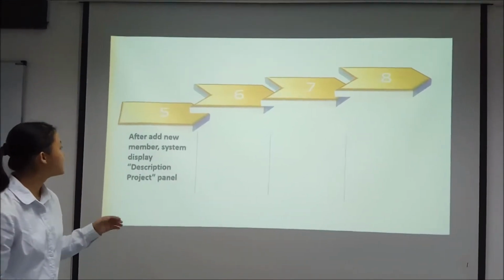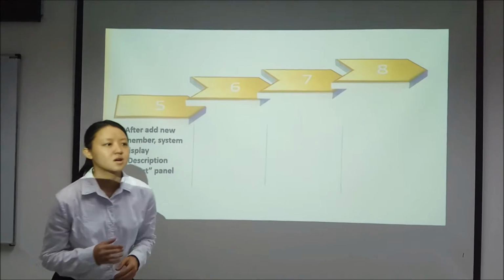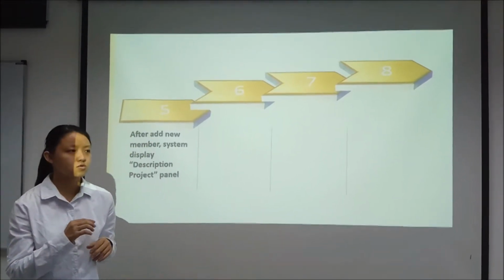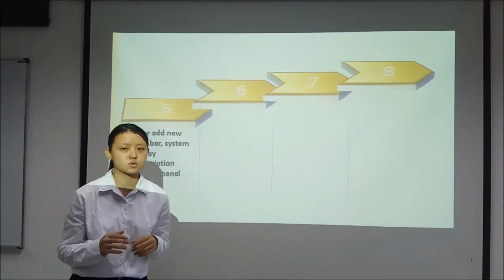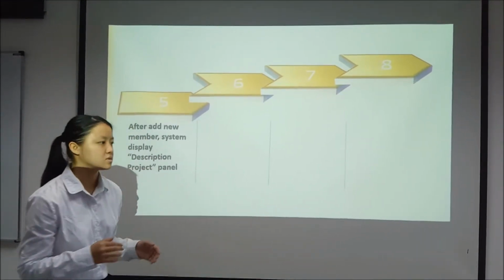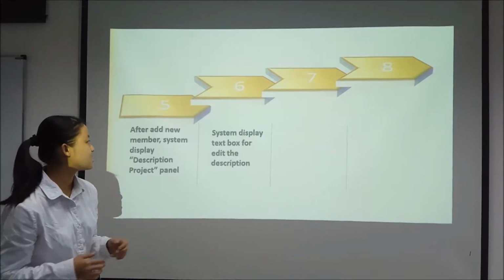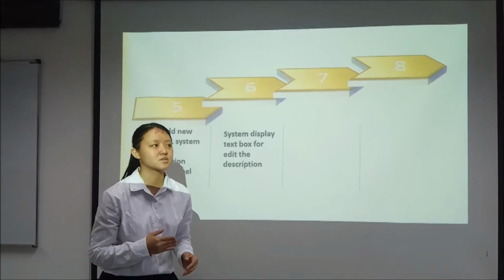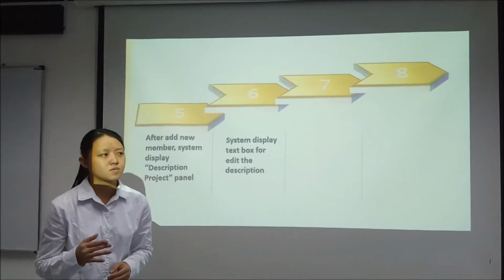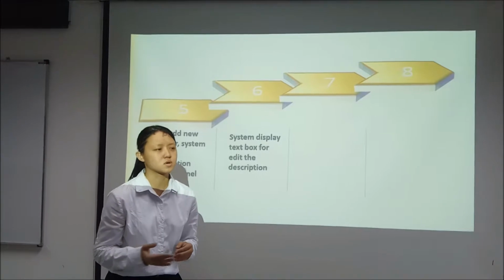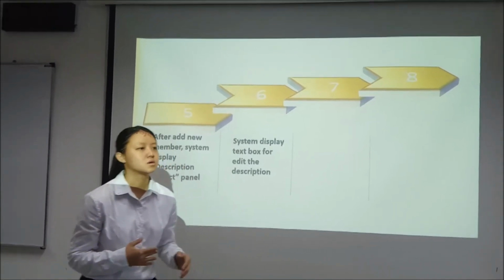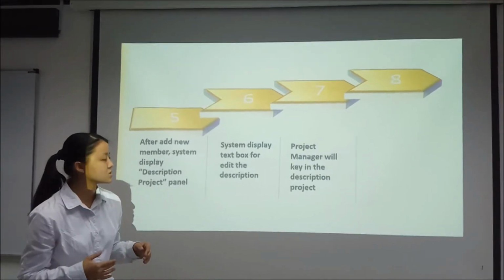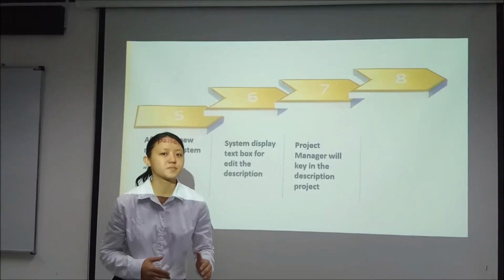Okay, next is system. After add the member inside, then we'll go to the next panel, which is description panel. Description project. This system will display text box to indicate the description, such as the description of the project are going to members. This project manager will key in the project the description.